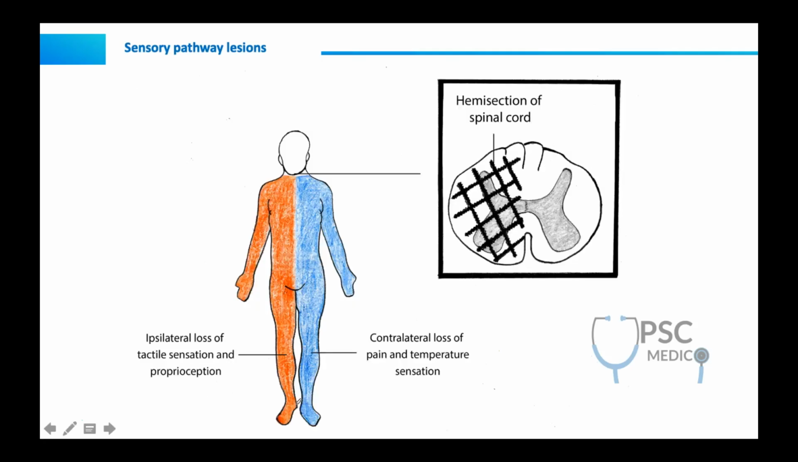The same thing is depicted in the image. Please note this. So what happens in Brown-Séquard syndrome? Brown-Séquard syndrome is hemisection, or complete removal of half of the spinal cord. So what is happening here? There is contralateral loss of pain and temperature here, but ipsilateral loss of tactile sensation and proprioception, and also ipsilateral hemiparesis because of the damage to the pyramidal tract.